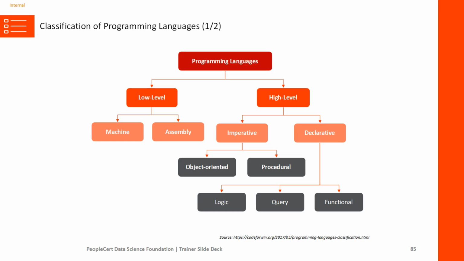And now let's talk about declarative programming. In declarative programming, you basically have your logic created, you have your querying done, and then you have the functional modules which are built across. So you have imperative and declarative, and in imperative you have object oriented and procedural. In declarative you have logic, query and function. You can have a basic question being asked in the exam on the kind of programming language. So you should always be very thorough with this overall classification of programming language chart.